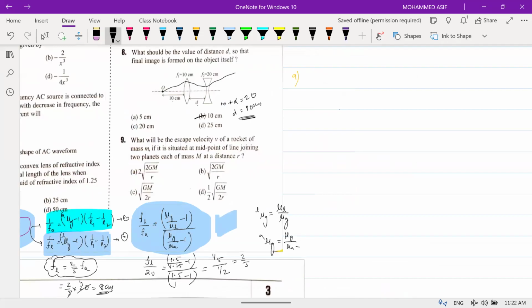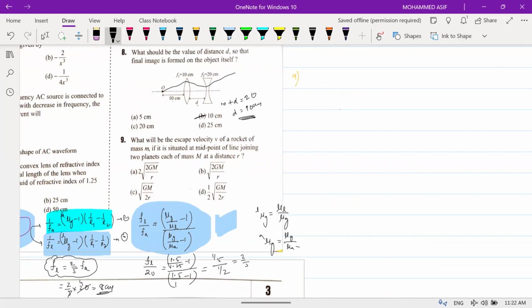What will be the escape velocity v of a rocket of mass m if it is situated at the midpoint of the line joining the two planets? That means we have two planets here. This is one planet, and this is another planet. This is the center of this one, and this is the center of this one. Mass of this one is capital M, and mass of this one is capital M. Somewhere here we keep a particle of mass m, and we give it a velocity v for projection, and it goes up to infinity. So this distance is r by 2, and this distance is r by 2.